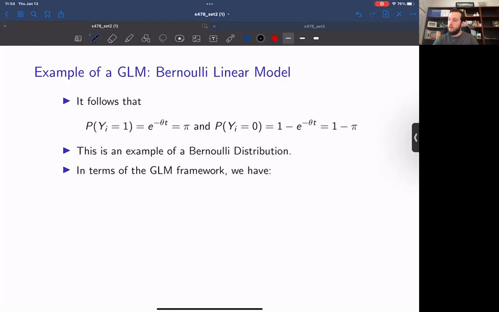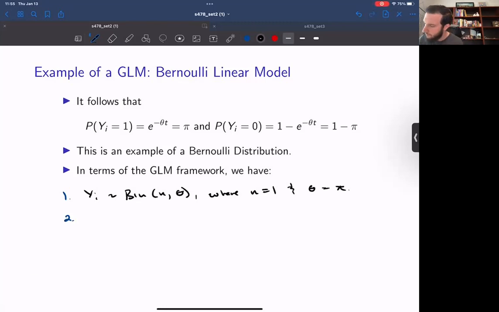Okay, so this is a Bernoulli distribution, which is a special case of the binomial. So in terms of the GLM framework, we can write yi is distributed binomial n comma theta, where n is equal to 1 and theta is equal to pi. And this would be for i equals 1 to n.